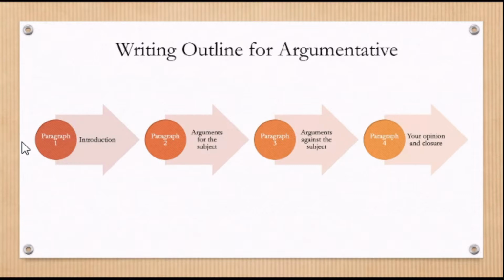You can also put your conclusion in a separate paragraph, which means you will have paragraph number 5, your 5th paragraph. Make sure you put everything organized by placing it in different paragraphs. Again, start with the introduction, second paragraph for the argument for the subject, third paragraph argument against the subject, fourth paragraph can be your opinion and closure. If you want to put it separately, then you can put your closure in your 5th paragraph.